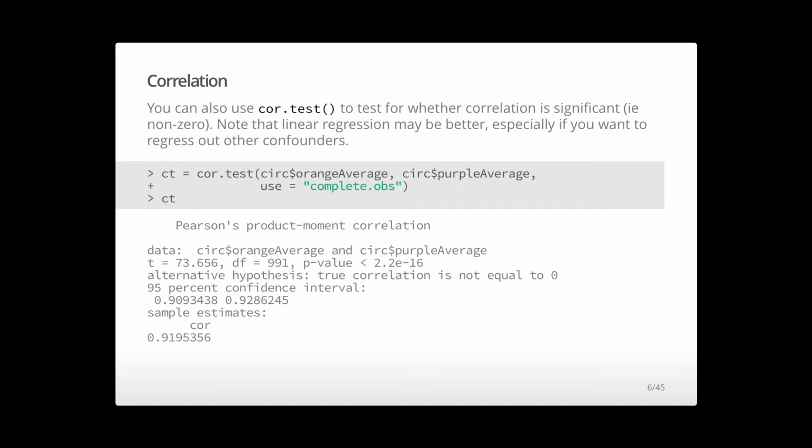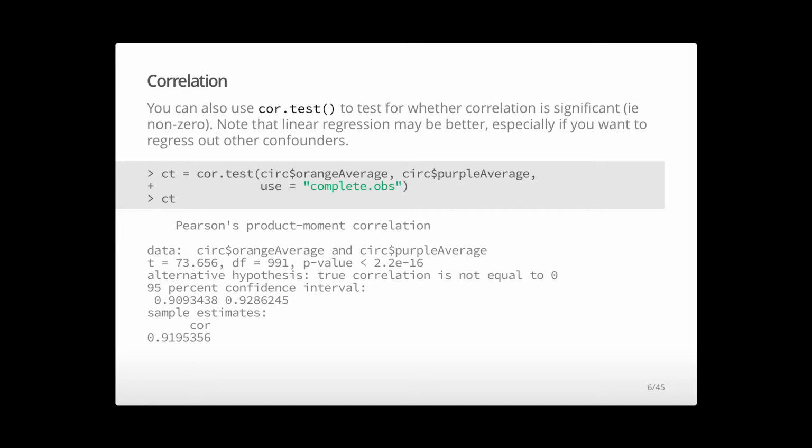cor.test. Test the correlations. Okay. So whether you test whether it's significant, linear regression may be better if you want to regress out other confounders, but here you're just putting in two vectors. Again, it'll have the same arguments with respect to use. So cor.test gives you this output. So we assign it to this thing called CT. I just felt like calling it CT for cor test. We put in two separate vectors. We say do the complete observations. This is what we get.